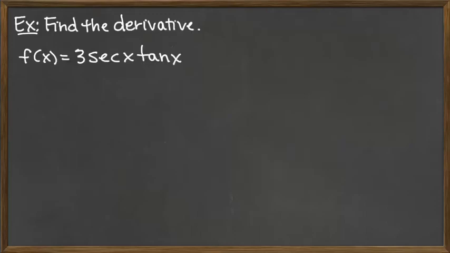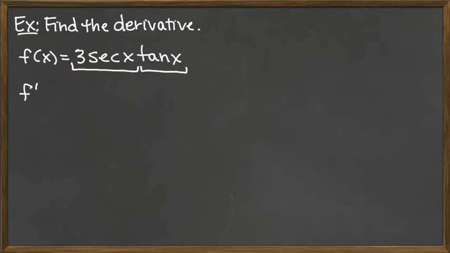To take the derivative of the function f of x equals 3 secant of x times tangent of x, we're going to need the product rule because we have two different parts here that are multiplied together, each that have an x in it. And so that's how I'm going to set up the product rule, is those being the two individual terms that are multiplied together.